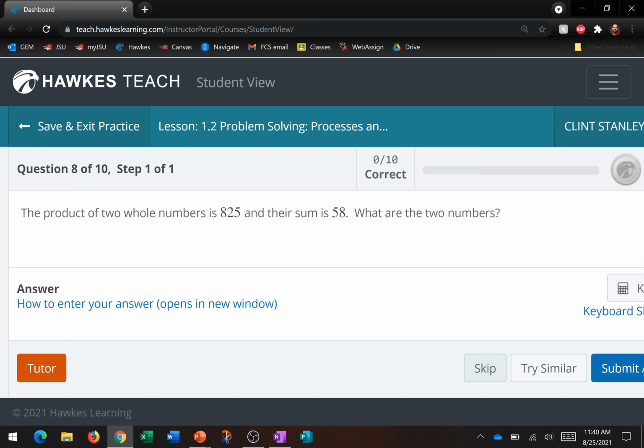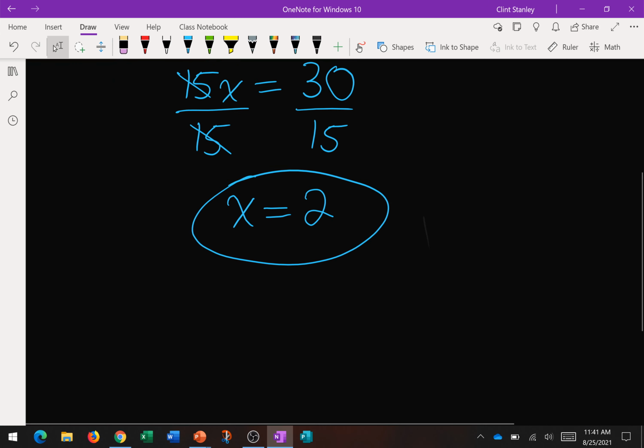What I would do is I would look at that part where it says their sum is 58. That means we've got two numbers, and if we add them together, we get 58. So I would just guess a couple of numbers that we can add together and get 58 and multiply them together and see if we can get 825. Okay, so let's try, see how long it takes us. It depends on how good of a guesser you are.